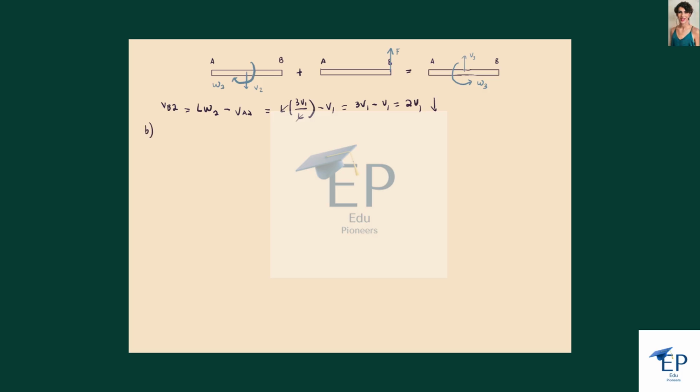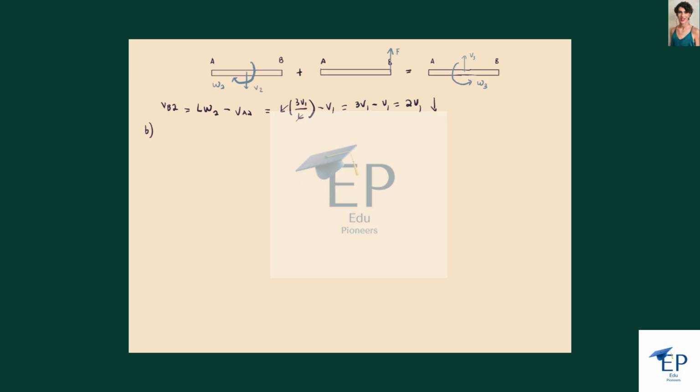So for letter B, we'll now focus on the impact at point B, when the rod strikes point B. I have here a sketch of that scenario. The rod, which is now rotating at an angular velocity omega 2 and whose mass center is moving at v2, strikes point B with a velocity vB2. This produces an impulse at point B. The impact causes the rod to rotate with an angular velocity omega 3, and its mass center now moves with a velocity v3.